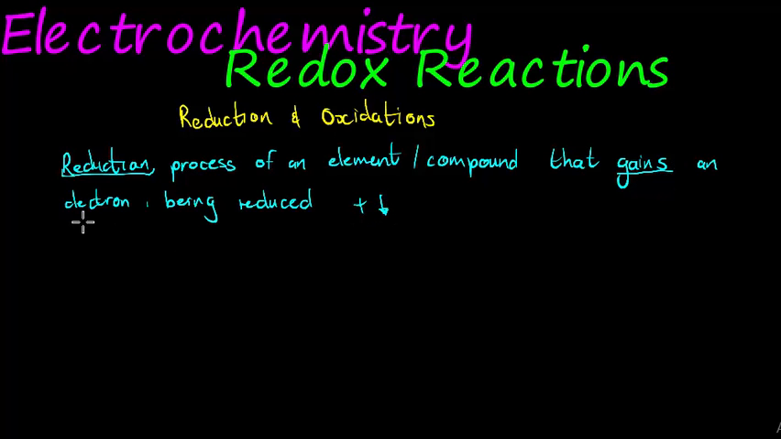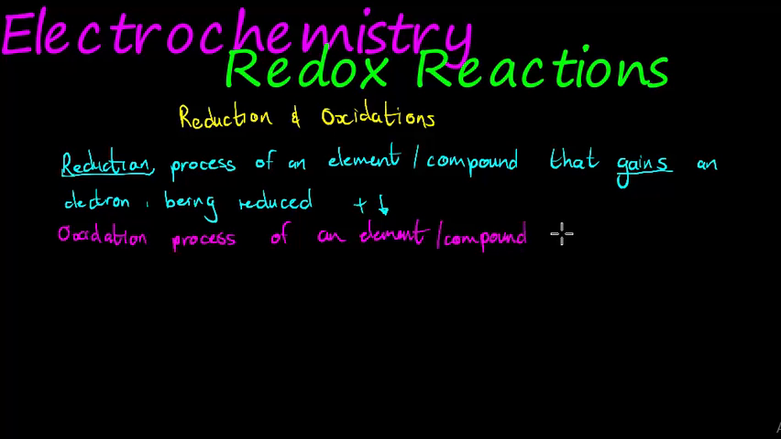So gaining electrons means you are undergoing reduction, and then oxidation is just the exact opposite. Oxidation is the process of an element or compound that loses an electron. I do apologize for the terrible handwriting. Okay, it can be more than one electron. Okay, and so something that is losing electrons is being oxidized.